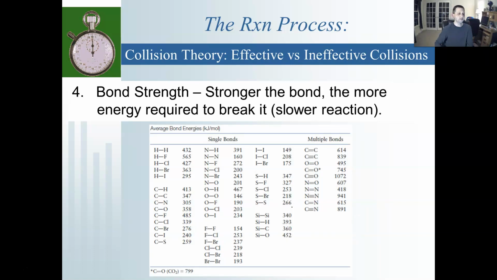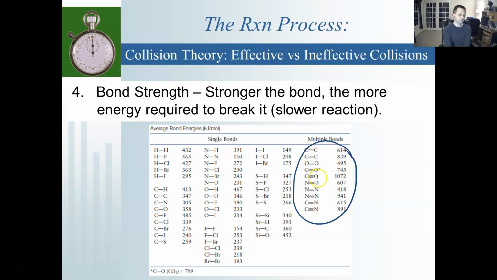Number 4 is also pretty easy. It goes back to a couple lessons from some previous units on bond strength. The stronger the bond, the more energy is required to break it, and therefore the slower the reaction is going to be. You can see over here we have a lot of double and triple bonds, and we have a high bond energy there.